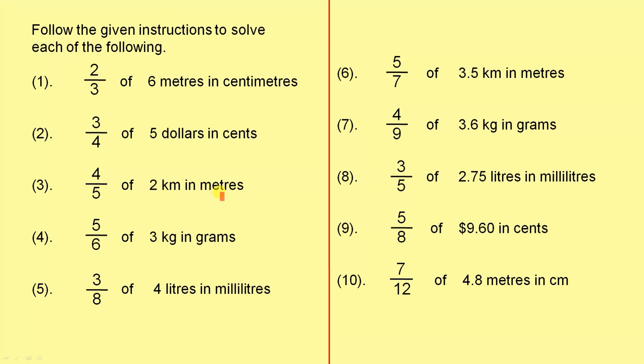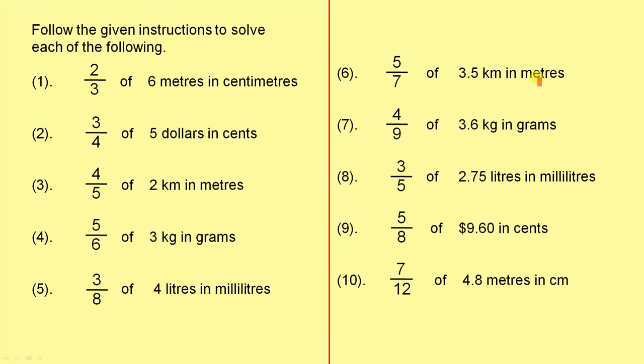Change this number of kilometers into meters. Change this mass into grams. And change that capacity there, the 4 litres, into millilitres. In a similar fashion here, we've got some decimals. A little bit more challenging, but the principles are the same.